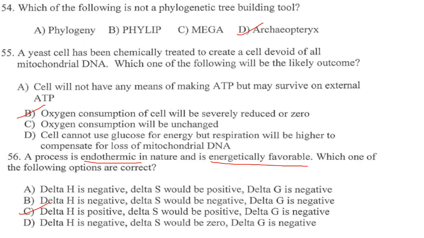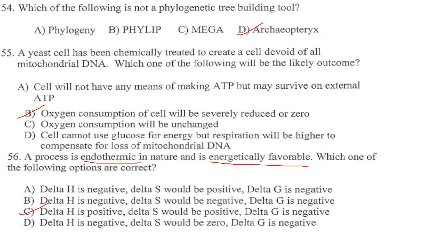Then, a yeast cell has been chemically treated to create a cell devoid of all mitochondrial DNA. Which of the following will be the likely outcome? So, here you all know that oxygen is necessary for the oxidative phosphorylation step and ATP synthesis. Here the cell will not have any means of making ATP but may survive on external ATP. That is not the correct answer. Oxygen consumption of the cell will be severely reduced to zero. That is the answer. Oxygen consumption will not take place because mitochondria are not there. There is no terminal electron acceptor, that is oxygen. So oxygen consumption will be reduced to zero.